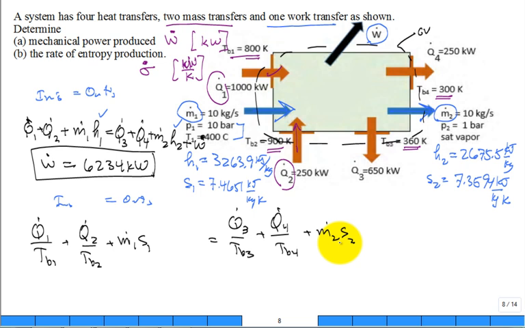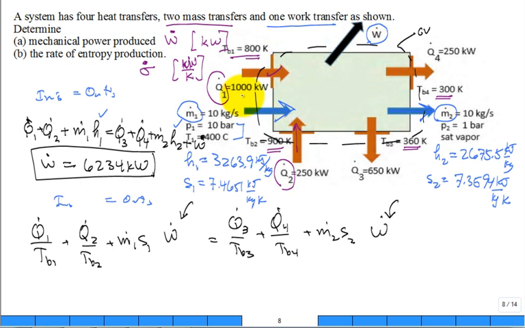Okay, I'm struggling a little bit. Where do I put the W dot? Do I put the W dot on this side as an in or as an out? And then how do I relate 6,234 kilowatts of power, mechanical power? How much entropy goes with that? How much entropy goes with it?